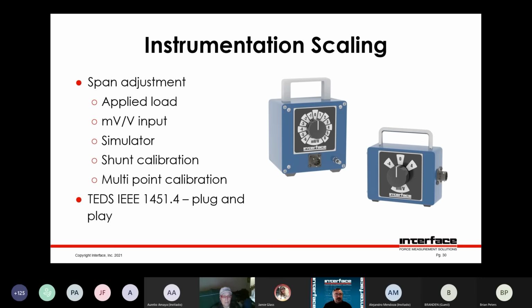TEDS is where we store calibration data on a chip: serial number of the load cell, capacity, output, and then certain instruments can read that data and self-scale. So it can be pretty handy if you have a lot of load cells. You can just swap them around at will, and the instruments will just figure out what load cell is attached to it. So that's pretty nice.